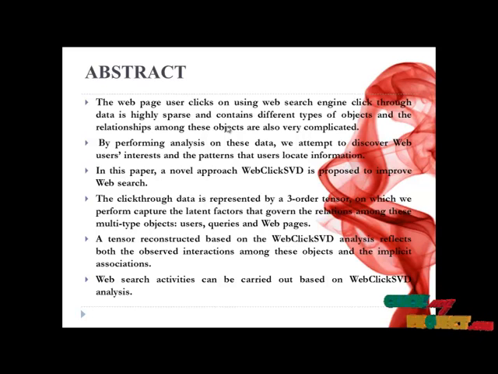The click-through data is represented by a three-order tensor, on which we perform analysis to capture the latent factors that govern the relationships among these multi-type objects. First one, query; second one, users; third one, web pages. A tensor reconstructed based on WebClickSVD reflects both the observed interactions among these objects and the implicit associations. Web search activities can be carried out based on the WebClickSVD analysis.